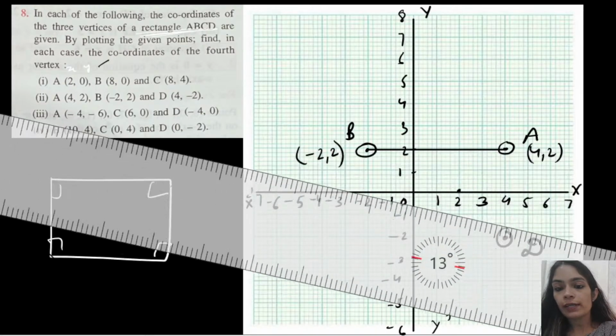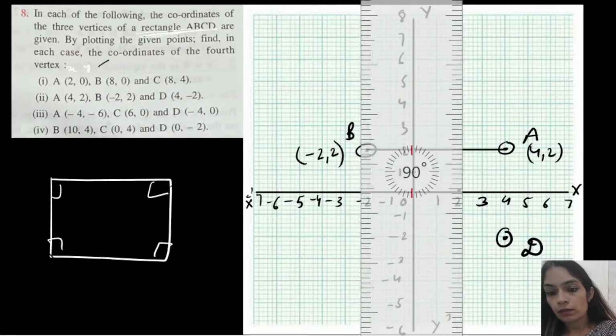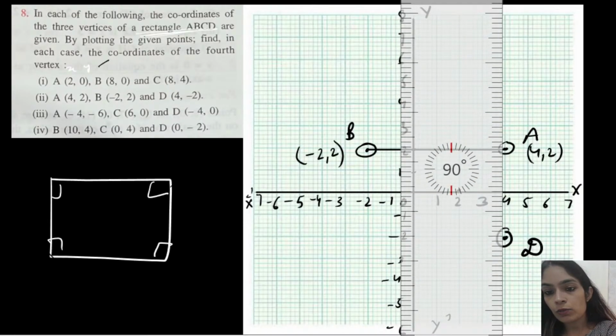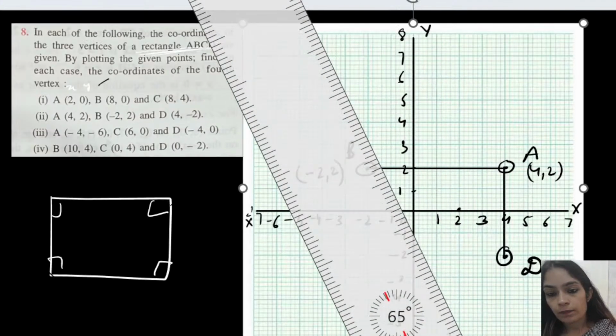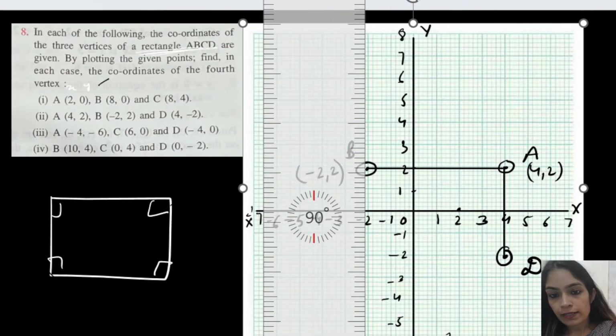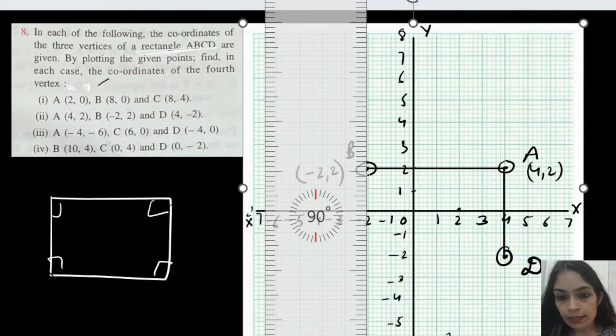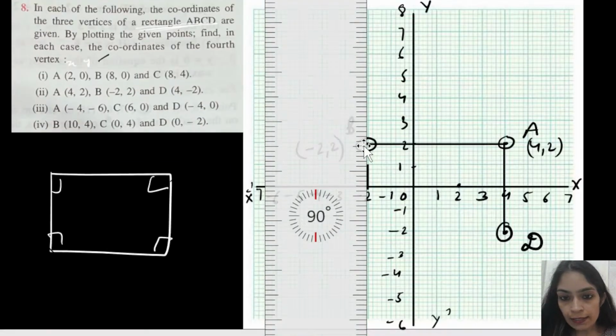So I'm just joining. See, I am also joining with the help of scale. You also have to join with the help of scale. Don't do it with free hand. So it is a rectangle, that's why all vertically straight lines, that means 90-degree lines, we have to draw.